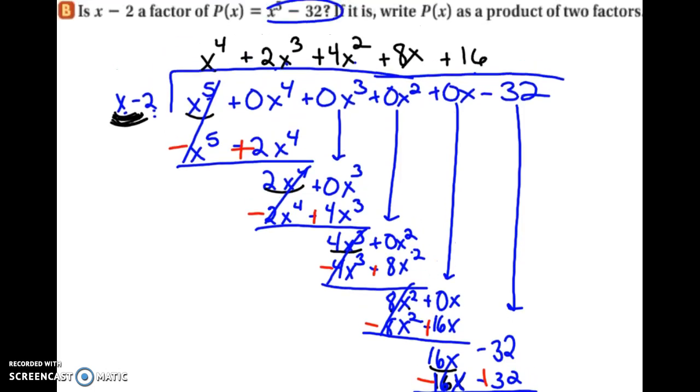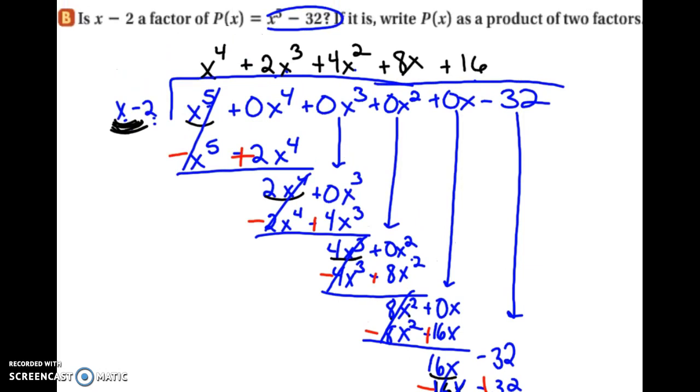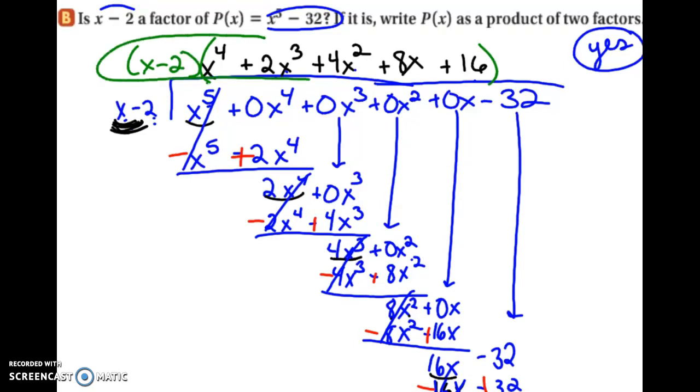Phew, that is a lot of work. So the question is x minus 2 a factor? Well, yes. It is a factor because there was no remainder. And then they said if it is, write this as a product of two factors. So that would be x minus 2 times our quotient is what they want us to do there.